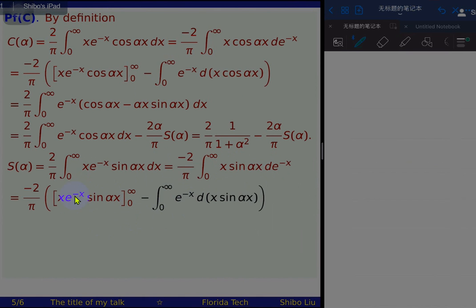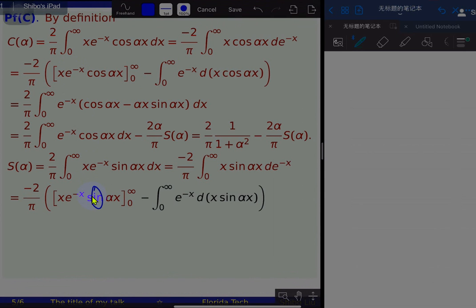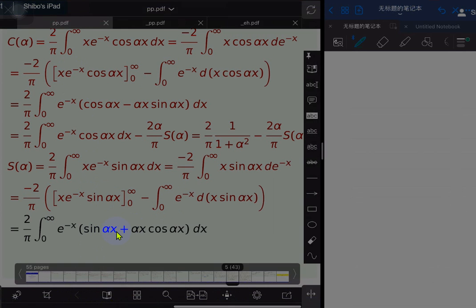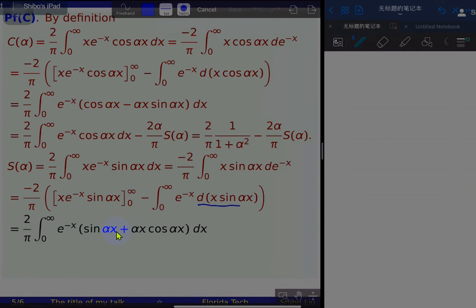Now let's have a look at the first term. The first term is obviously 0, similar to the previous one. This is also 0. Okay, this is 0. Therefore, our result becomes here. Here we compute the differential of x sine alpha x, resulting in sine alpha x plus alpha x cosine alpha x.